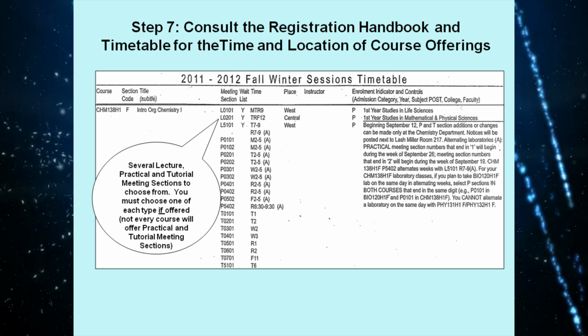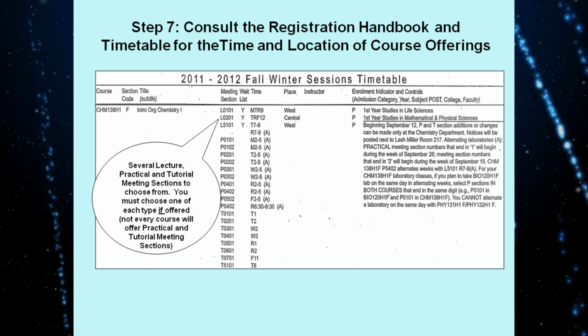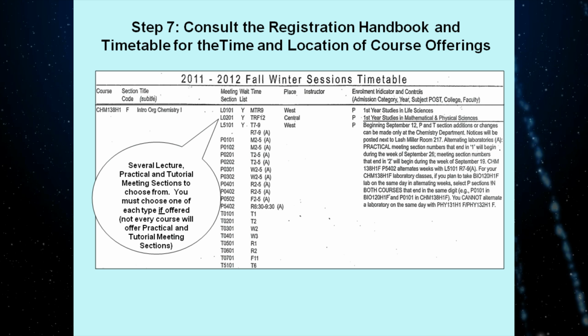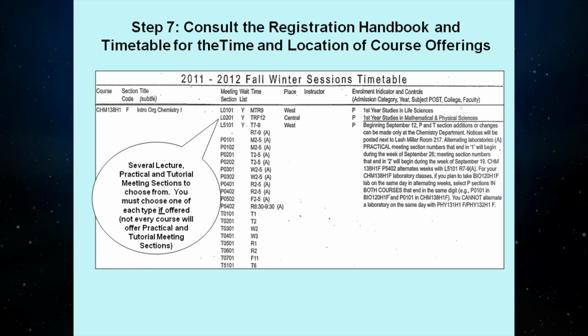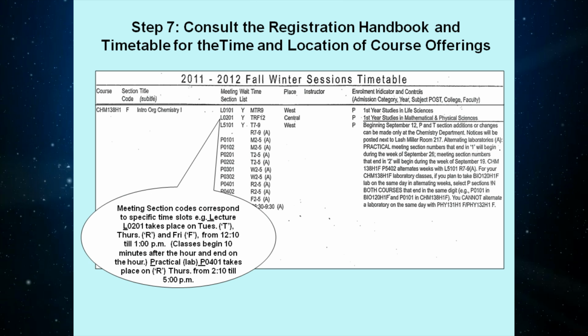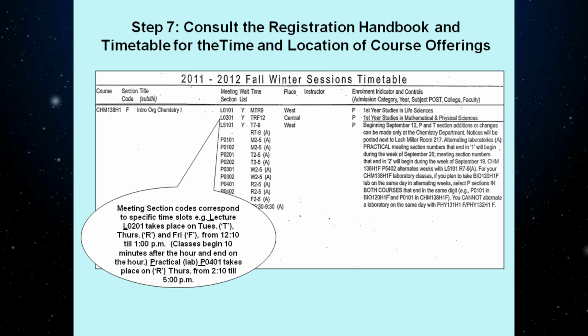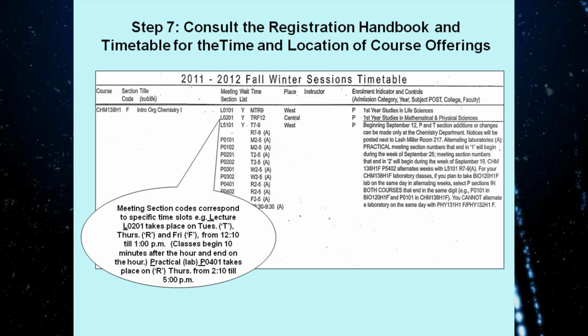Now, over here you can see there are several options for being in a lecture, practical, and tutorials. Lectures are L, practicals are P, and tutorials are T. You must choose one of each type, if offered, of course. Not every course will have practicals or tutorial meeting sessions. Meeting section codes correspond to specific time slots. So L0101 corresponds to Monday and Tuesday and Thursday at 9 a.m. 1 hour is the default amount of time unless they otherwise specify.